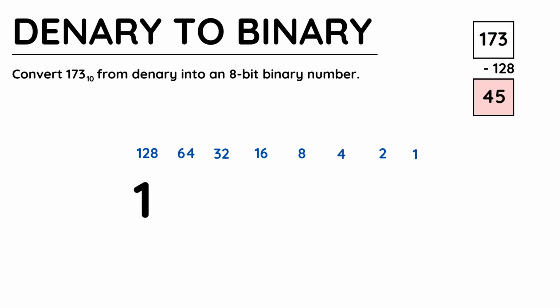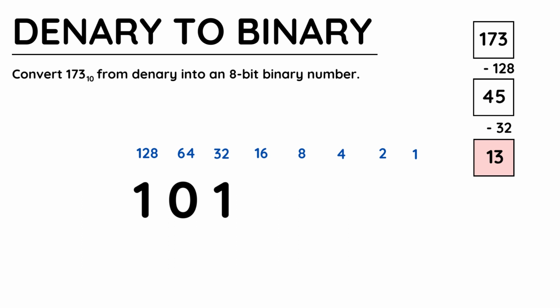So because I've written a 1 underneath the 128, I have to take that away from my denary number of 173, which gives me 45, and I've carefully tracked that on the side of my page. Now I move on to the next number, which is 64, and I compare that to 45. 64 does not go into 45 as it is too large, so I write 0. Nothing has changed, so I'm still referring to 45 as I look at the next number, which is 32, and 32 does fit inside 45. So I write 1 underneath the 32, and now I need to take it away from 45.